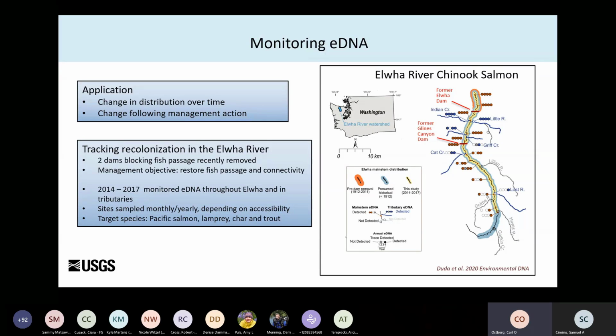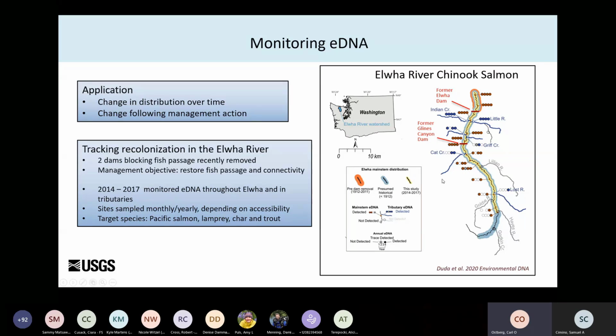So eDNA was monitored to infer the spatial extent of Pacific salmon, lamprey, char, and trout following the removal of the 2 dams. Samples were collected from 2014 to 2017, over several months per year, depending on accessibility to the sample sites. Summary results for Chinook salmon DNA are shown here on the right-hand side, and they indicate that after the removal of the dams, Chinook salmon were accessing habitat far above the former dams. So you've got the 2 dams here, and right here and here.